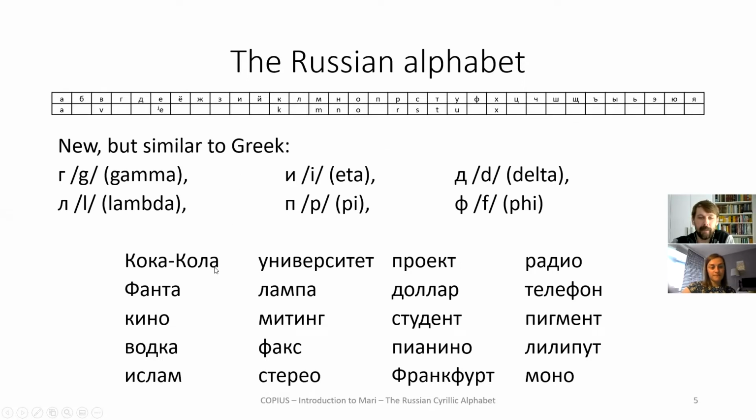Okay, and the words? Кока-кола, Coca-Cola. Фанта, Fanta. Кино, cinema. Okay, so English doesn't have this one quite like this. Водка, vodka. Ислам, Islam. Университет, university. Лампа, lamp. Митинг, meeting, but be careful: in Russian, and as a consequence in languages that have these words through Russian, meeting means a mass demonstration rather than a meeting at work.